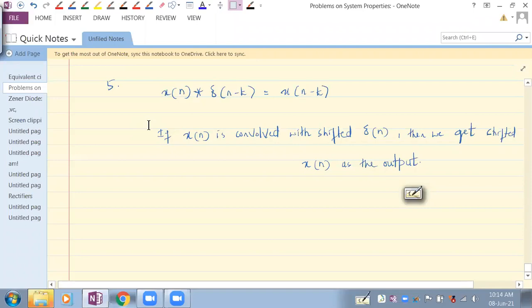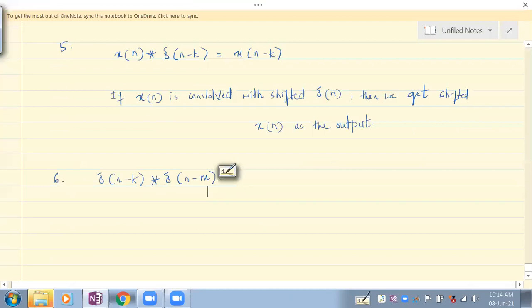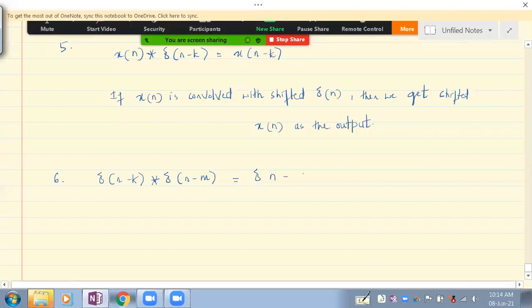Understand? Now the sixth one. If you have two shifted unit impulses, suppose you have delta of n minus k as one shifted delta of n, and you are convolving it with another delta of n with another shift, delta of n minus m, then what is going to be the convolution output? This convolution output will be delta of n minus m plus k.